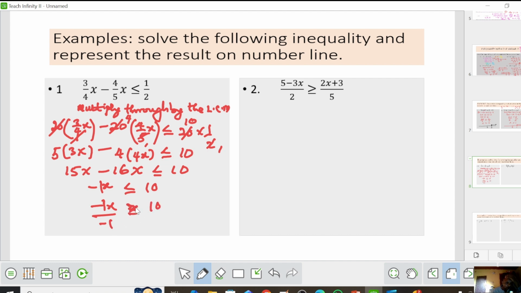So now the operation, the sign, you have to inverse the sign. Remember to invert the sign, because we are dividing both sides by a negative number. So this one will be x greater than or equal to minus 10.